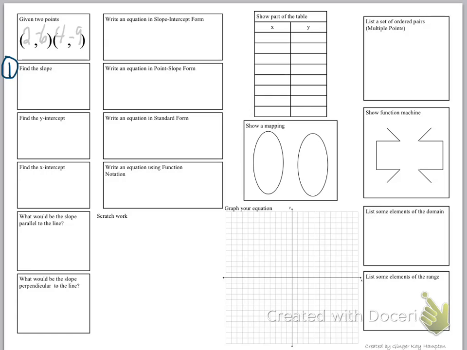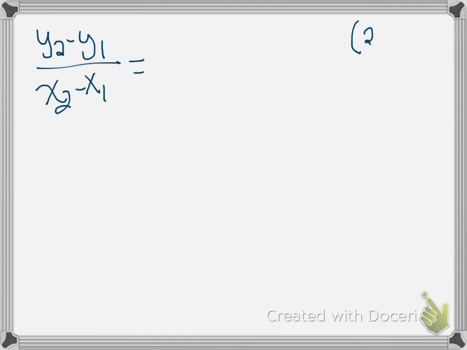So we are given 2 points. What can I do with those 2 points? Well, the only thing I can do with 2 points is find the slope. So let's do that. Our slope formula is y2 minus y1 over x2 minus x1. We're going to plug in our points. Remember, our points were (2, -6) and (4, -9). And I always like to label mine. So this would be x1, y1, x2, y2. And I just label those to help me keep organized.